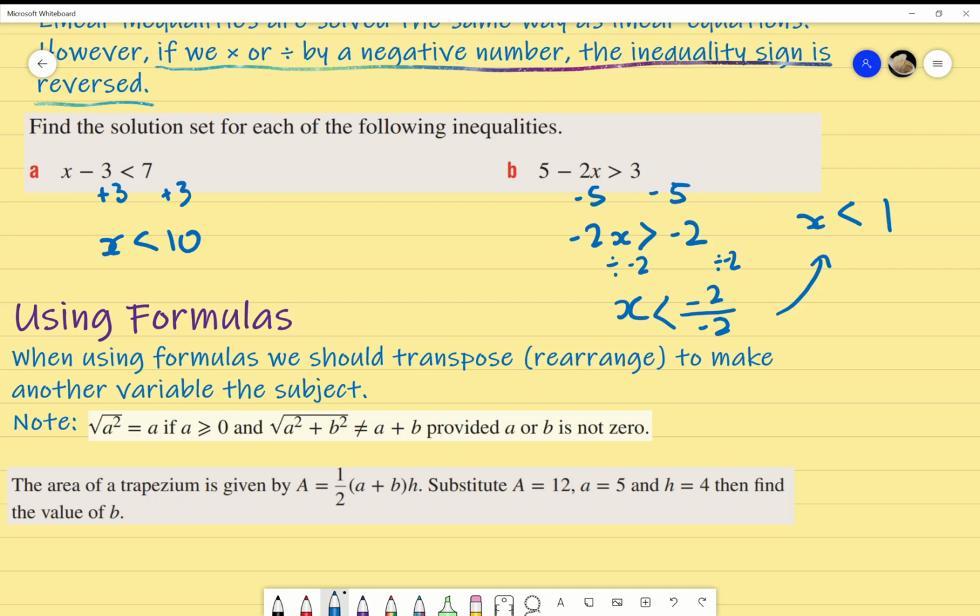So, in this example here, I'm going to jump straight into this example and I'll talk about that note in a second. The area of a trapezium is given by this formula here, where A equals half of (a plus b) all times h. Might seem familiar to you, might not, doesn't matter.